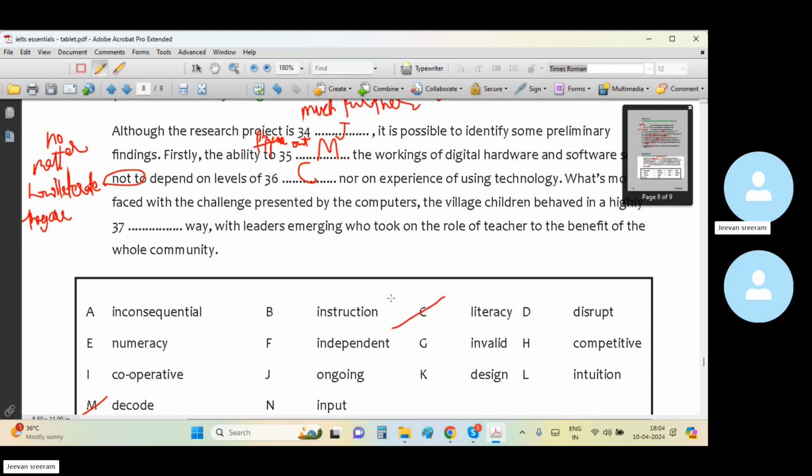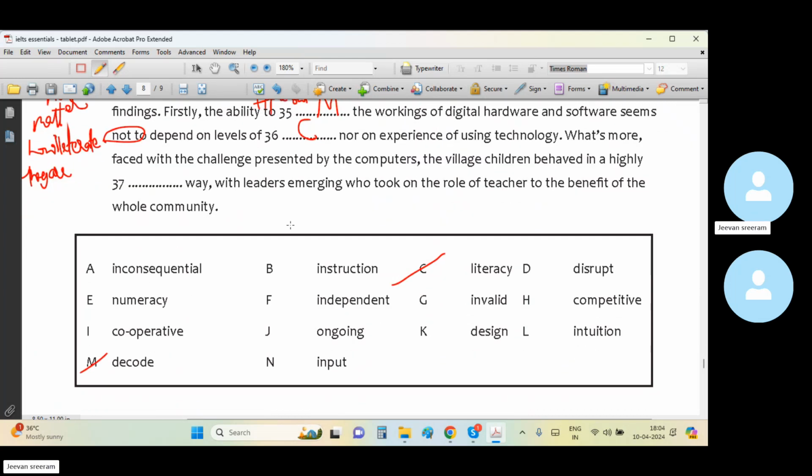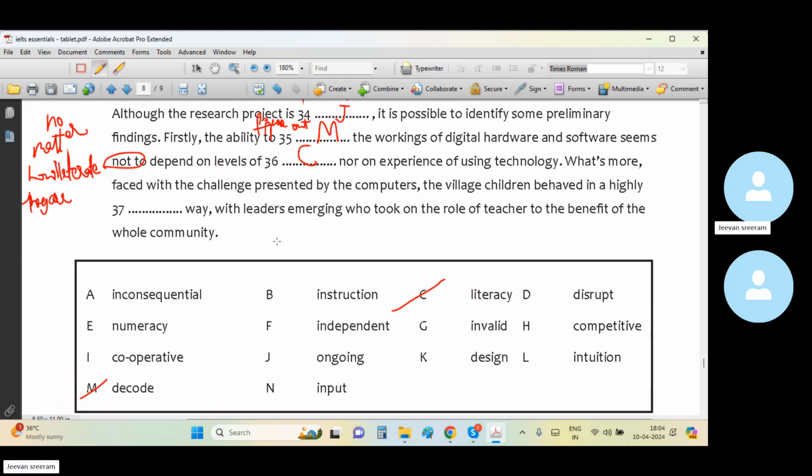What's more, faced with the challenge presented by the computers, the village children behaved in a highly competitive way, with leaders emerging who took on the role of... Why not cooperative? Cooperative is also another word which gives the same sense. Competitive, everyone is using this competitive decoding. One has actually emerged as a leader, using it very enthusiastically. So it may be cooperative, but the suitable word is competitive.